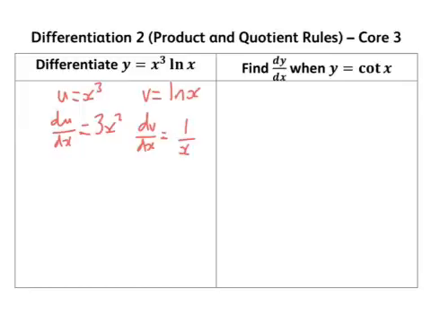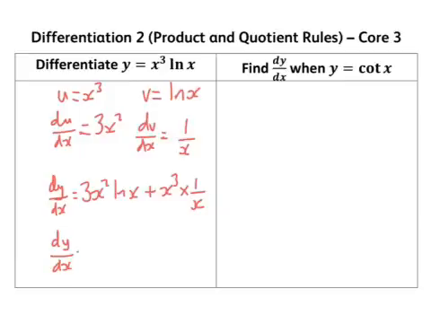Now, the product rule says that dy/dx is, and I always call this v du, so v du is 3x squared ln x, plus u dv, x cubed times 1 over x, and we then simplify from there. So dy/dx is 3x squared ln x, and then x cubed divided by x is just going to be x squared.